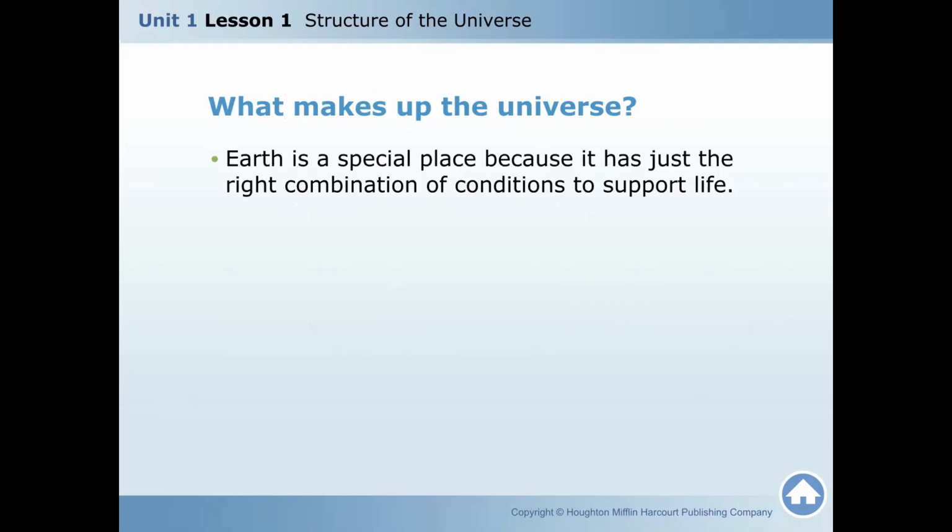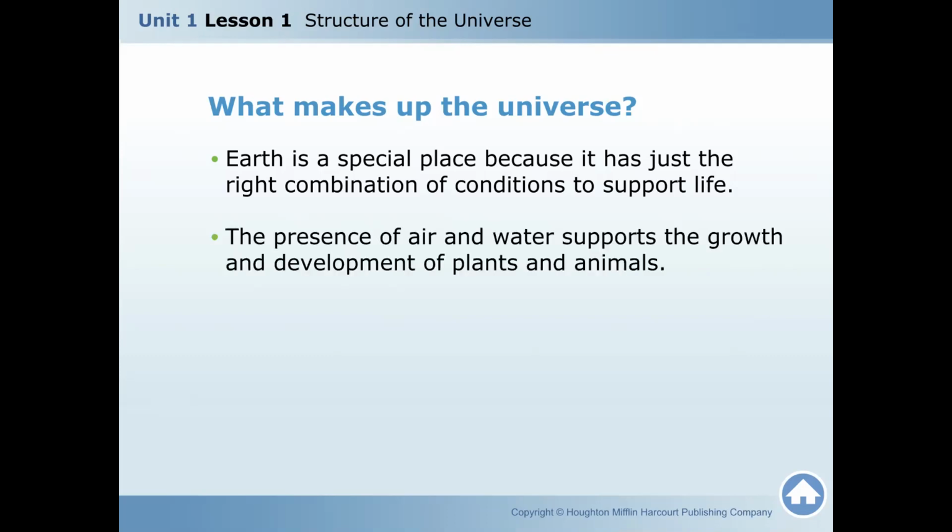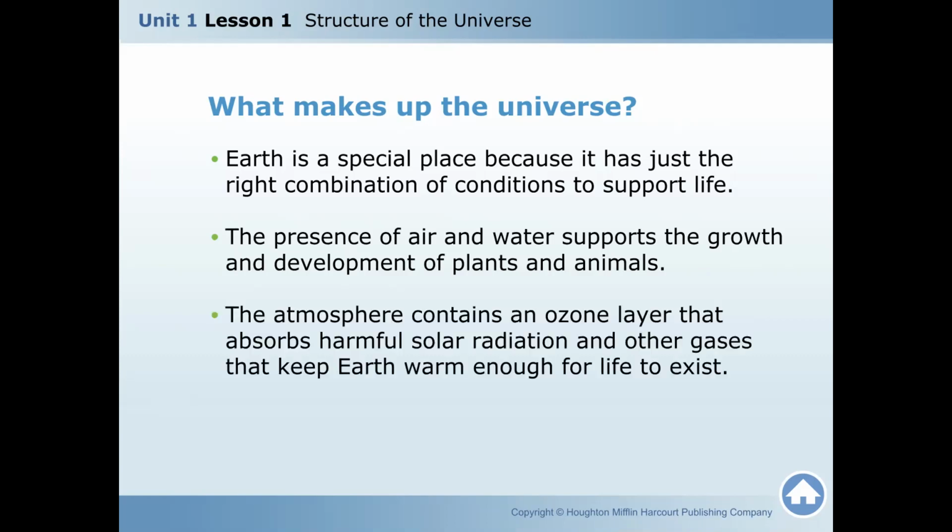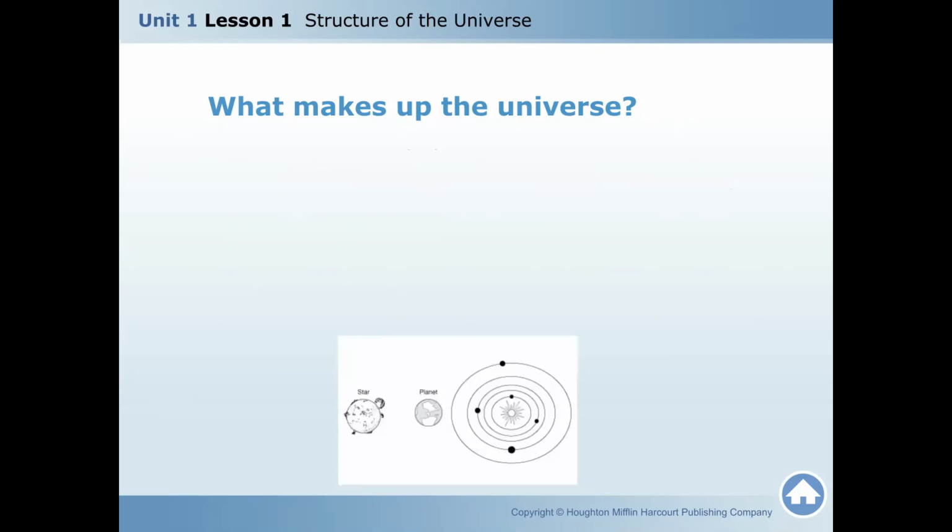Earth is a special place because it has just the right combination of conditions to support life as we know it. The presence of air and water supports the growth and development of plants and animals. The atmosphere contains an ozone layer that absorbs harmful solar radiation and other gases that keep Earth warm enough for life to exist.